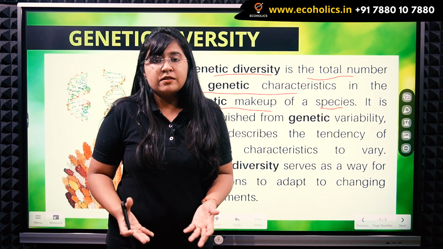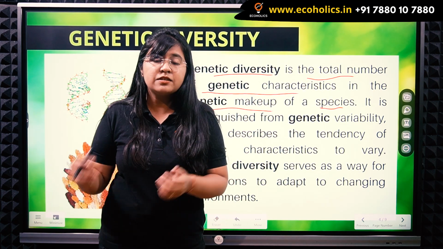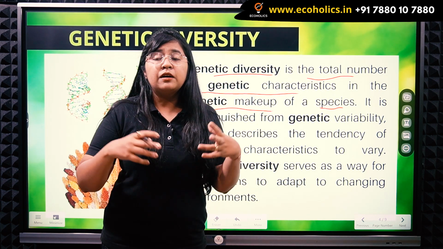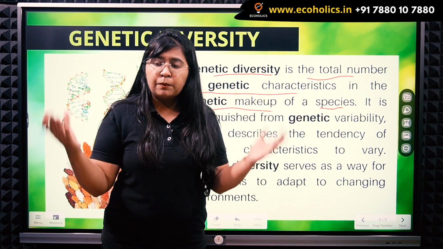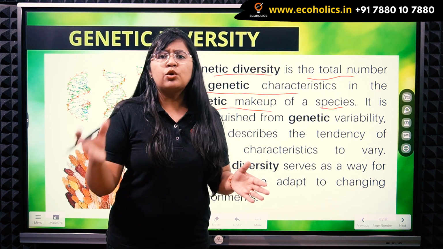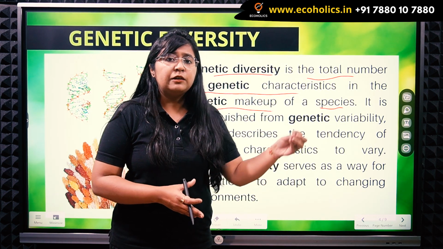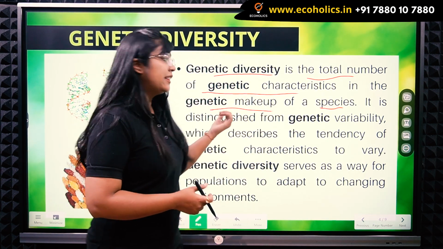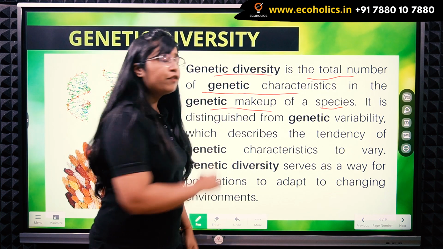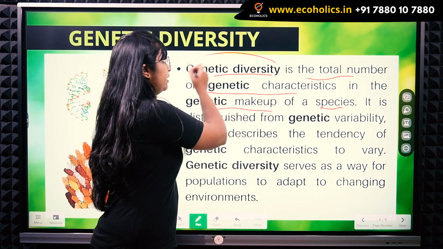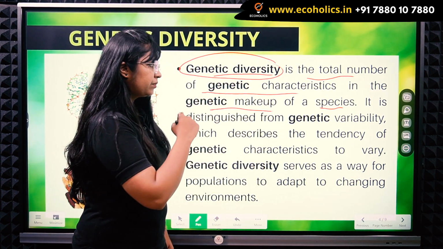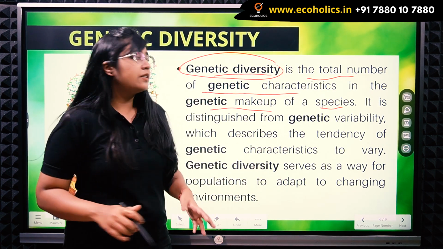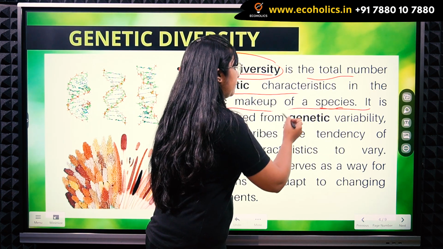Similarly, if we talk about humans as species, Homo sapiens, so the faces, the eyes, the features, the type of the body type, everything also is represented somewhere or the other in the genetic makeup. So genetic characteristics in the genetic makeup of a species would count for the genetic diversity. Now, genetic diversity is different, and there's also one concept which is genetic variability.